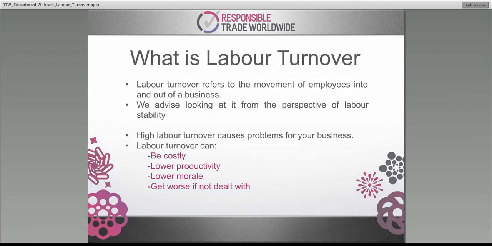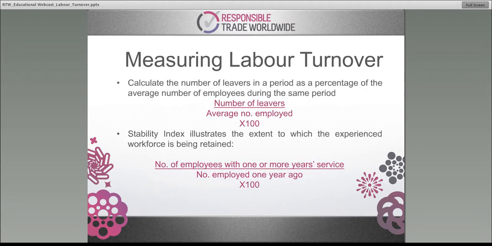So what is labour turnover? Labour turnover refers to the movement of employees into and out of a business. However, the term is commonly used to refer only to wastage, or the number of employees leaving. We advise looking at it from the perspective of labour stability. High labour turnover causes problems for your business. It's costly, lowers productivity and morale, and tends to get much worse if it isn't dealt with promptly.